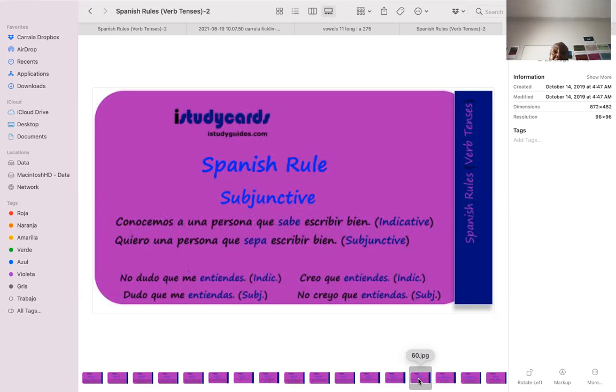But if I'm saying, híjole, no sé, no estoy segura, dudo que me entiendas. That's a subjunctive because subjunctive also deals with doubt, not being sure of something. When you have no doubt, then it's in the indicative. But when you doubt, because you're not sure, then it's dudo que me entiendas.